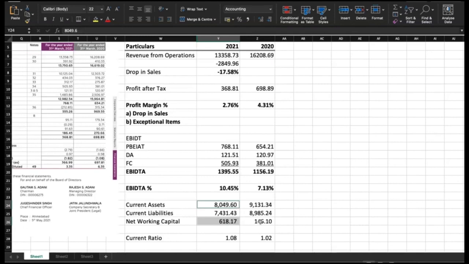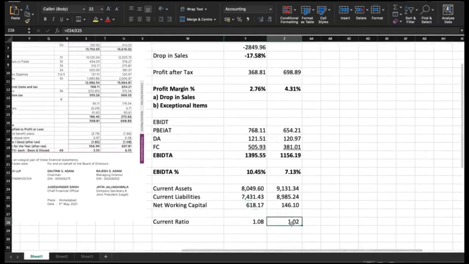It means if on-demand liability arises, it will arise only to the extent of 7,431. Still they'll be left with 618, but here they'll be left only with 146 crore. Look, despite having 9,131 crore of current asset, if all current liabilities are demanded immediately, they'll be left with only 146 crore. But here current asset composition has come down, but even now if all the current liabilities are demanded, still they'll be left with 618.17 crore that will be available for further circulation. Okay, that's about short-term solvency.